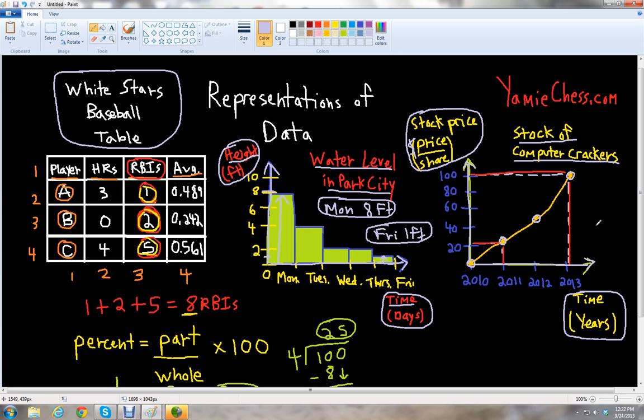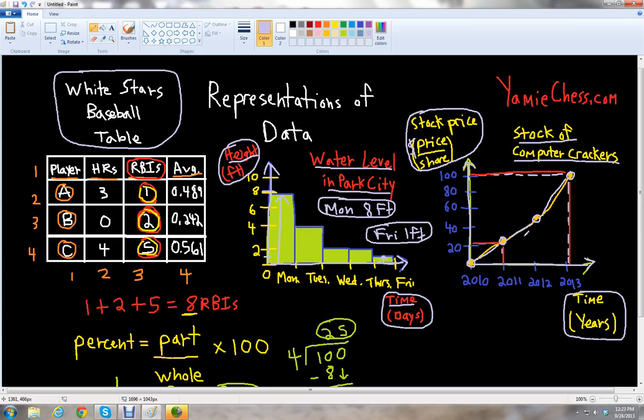And then if we look at our last graph, that's the line graph for the stock of Computer Crackers. And that's our made-up company again. Let's say I want to ask you a question here. Notice that the stock prices are always increasing from year to year, right? Between what 2 years is the stock price increasing the most?